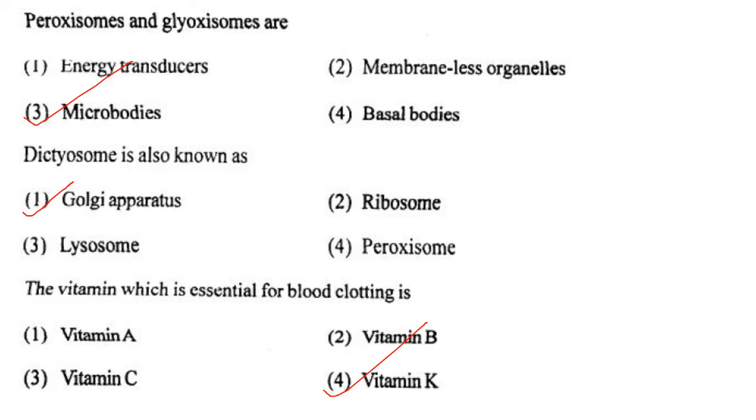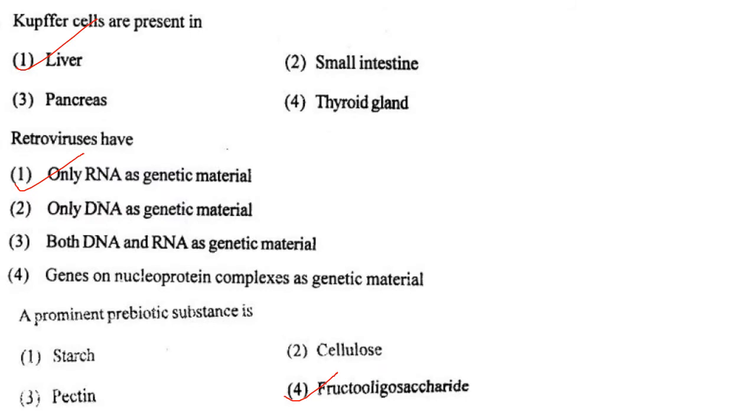Next one. The vitamin which is essential for blood clotting is option 1 vitamin A, option 2 vitamin B, option 3 vitamin C, option 4 vitamin K. Answer is option 4 vitamin K. Next one. Kupffer cells are present in option 1 liver, 2 small intestine, 3 pancreas, 4 thyroid gland. Answer is option 1 liver.